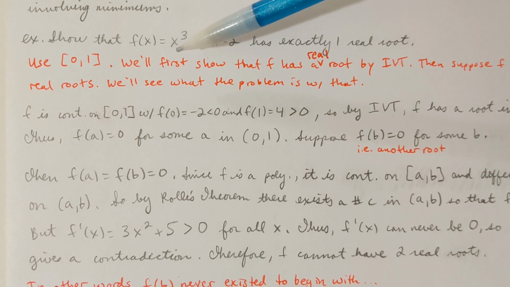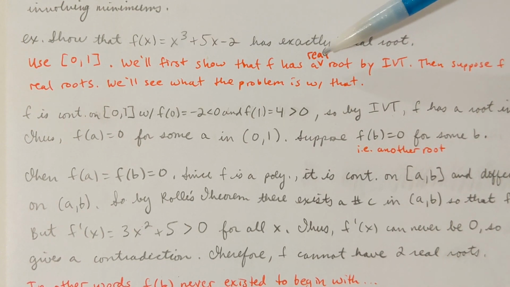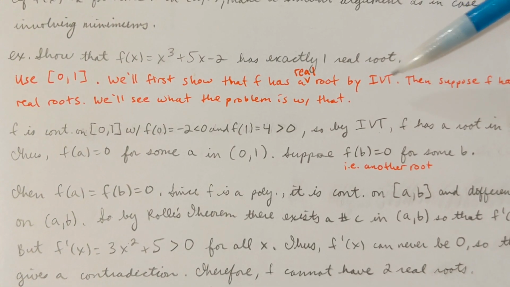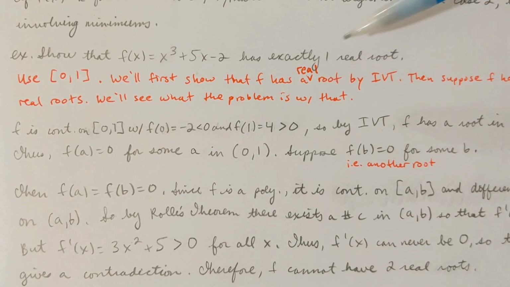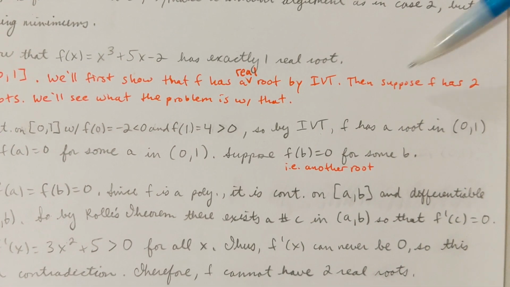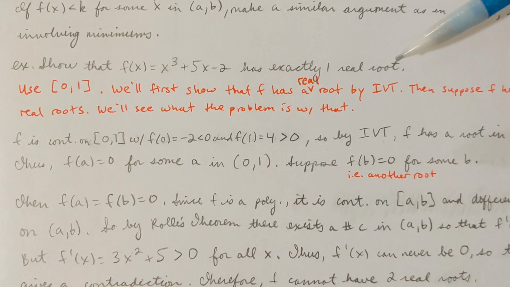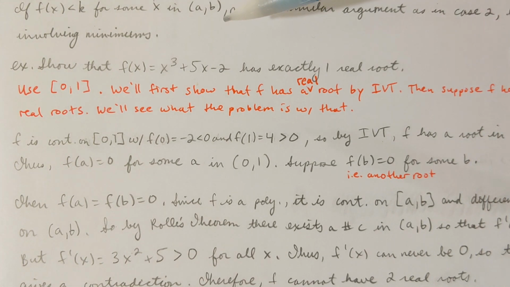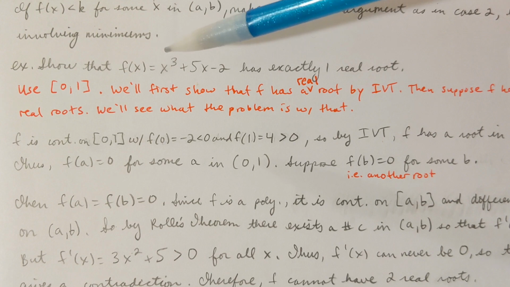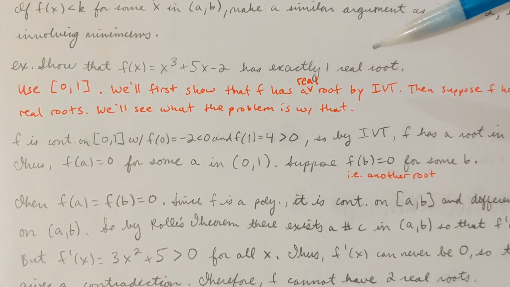Okay, now we're going to first show that f has a real root by the intermediate value theorem, just to show that one exists. Then we're going to play kind of a what-if game. What if f has 2 real roots? We're going to see what the problem is with that. Now, in this problem, I'm going to show that the function has exactly one real root, and we're going to start off by using the interval 0 to 1.